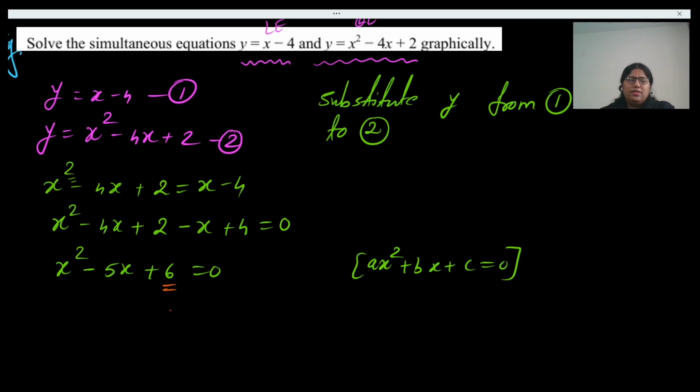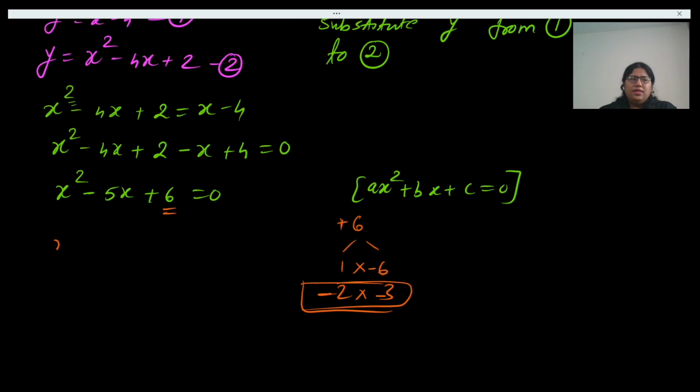So this is 6. For 6, you can take 1 times 6, or 2 times 3 also. But I need the product to be positive, so they both should have the same sign. I can get minus 5 here also, but the product will become negative 6, so I have to take minus 2 and minus 3: x square as it is, minus 2x minus 3x plus 6. So you always have to see the sign of the product and the middle term both.